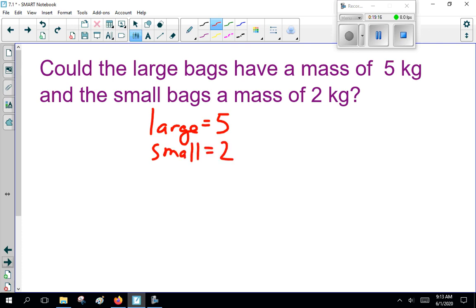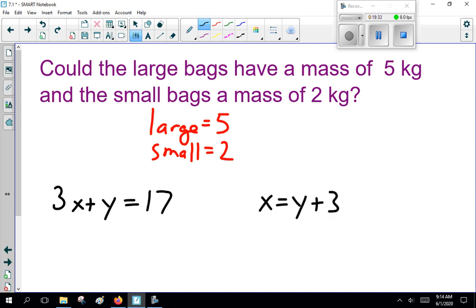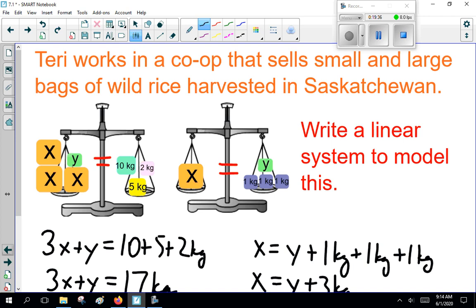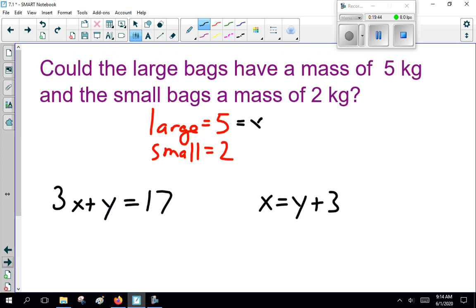Now, back to the picture here. Oh, sorry. The equations are 3x plus y equals 17. And the other equation was x equals y plus 3. Now, go back here. Which is large and which is small? X, notice the x is much bigger than the y. So that's x is 5, so y is 2. So every time you see an x, replace it with 5. Every time you see a y, replace it with 2.